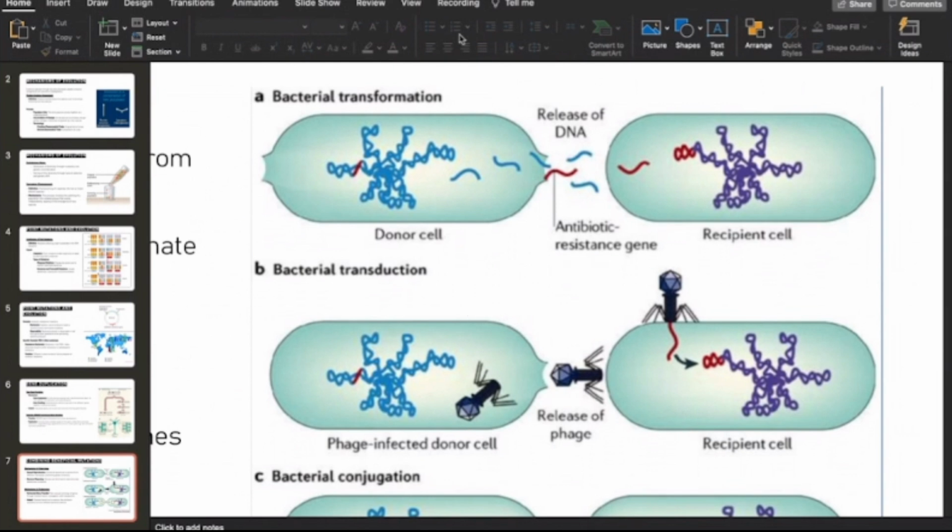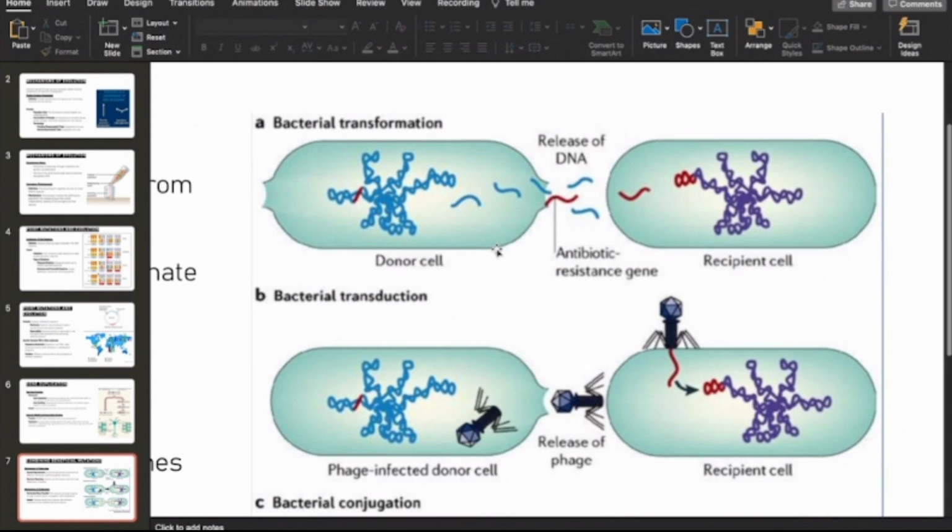So, in bacterial transformation, the donor cell, the donor bacteria, might just release its DNA into the surrounding environment. As part of its DNA, it may have the antibiotic resistance gene attached to it, and then it would just release it into the environment. Then there will be a recipient cell that's just there minding its business, and it will actually take in this DNA from the environment. And this is how the recipient cell was able to get the antibiotic resistance gene from the donor cell.